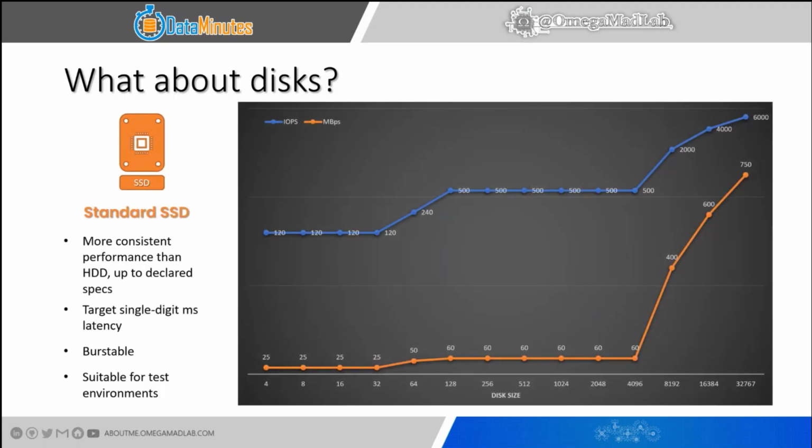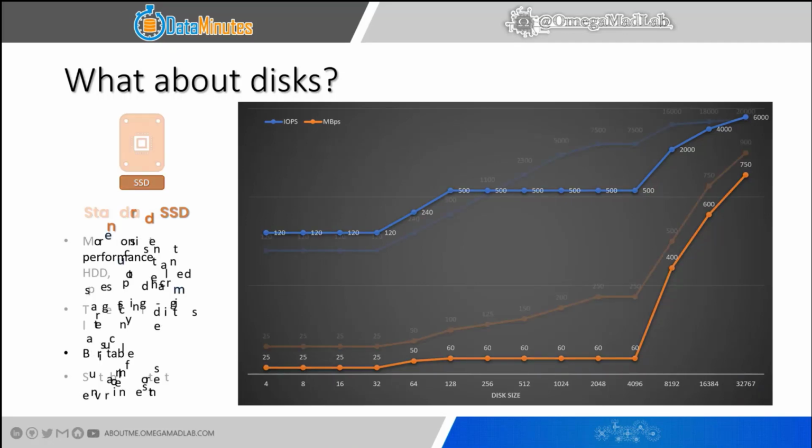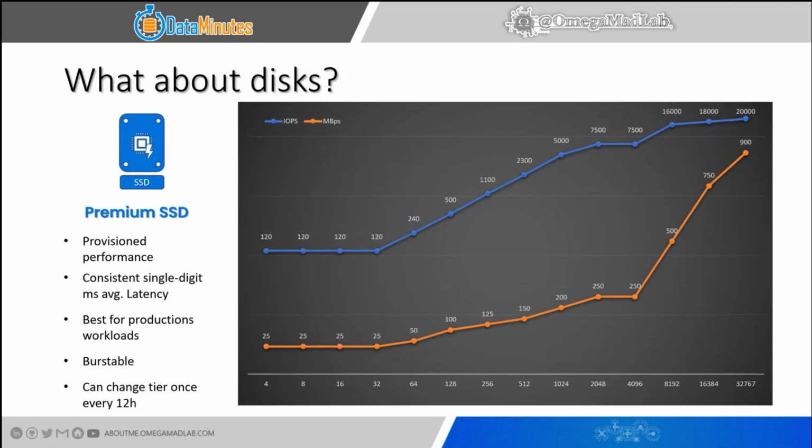These disks, as you can see in the graph, have increasing performance depending on their size. Unfortunately, these performances are not so consistent over time, and this makes this kind of disk suitable only for dev and test environments. If you need consistent performance over time for a production workload, you should switch to premium SSD disks.